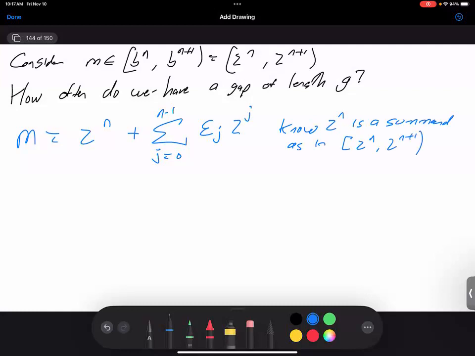And depending on what number I give you, some of the epsilons will be 1, some of the epsilons will be 0, or maybe I give you the number 2 to the n, in which case every other epsilon is 0. Or maybe I give you 1 less than 2 to the n plus 1, in which case every epsilon is 1. So for each m, you can look at its decomposition. For each m, you can look at its gaps. And then what you can do is you can average over all the numbers.